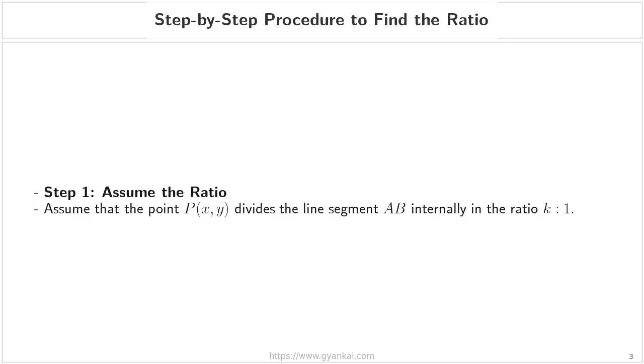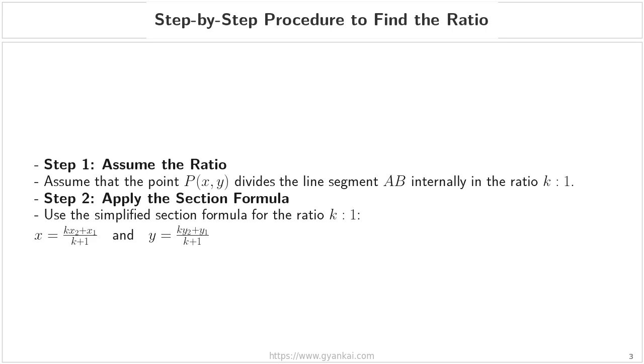Now that we understand why we use the k to 1 notation instead of two separate variables, let's walk through the actual procedure you should follow whenever you are faced with a problem like this. I've broken this down into 6 clear steps to guide you. Step 1. Assume the ratio. Whenever you start, begin by assuming that the point P, with coordinates x and y, divides the line segment AB internally in the ratio k to 1. This is our starting assumption that simplifies everything.